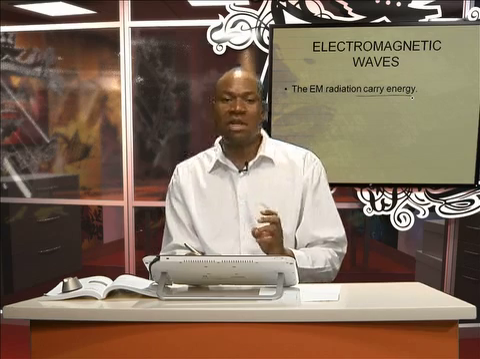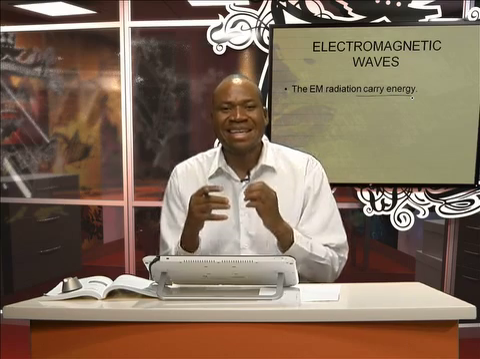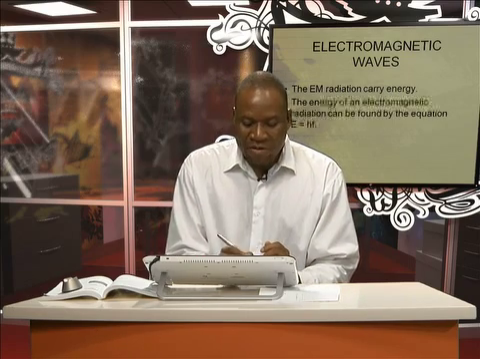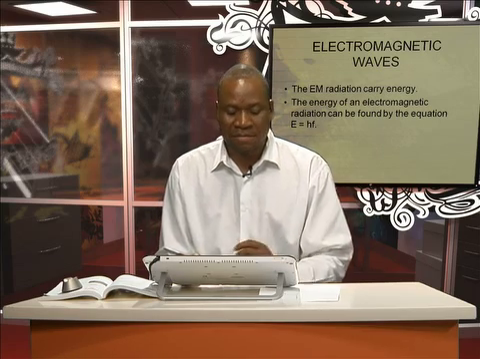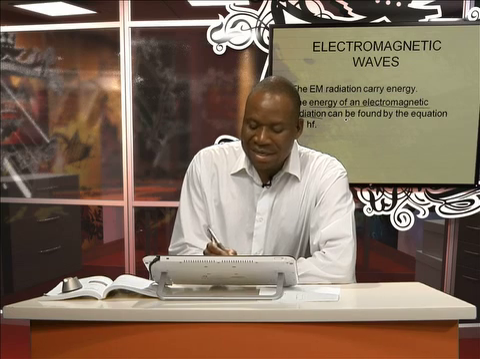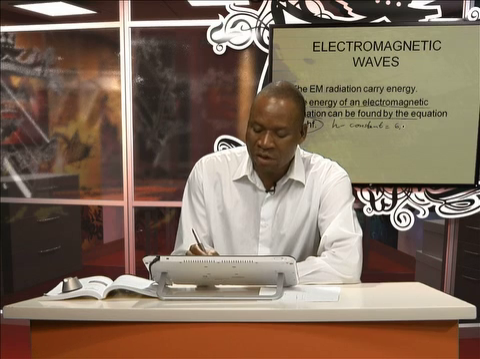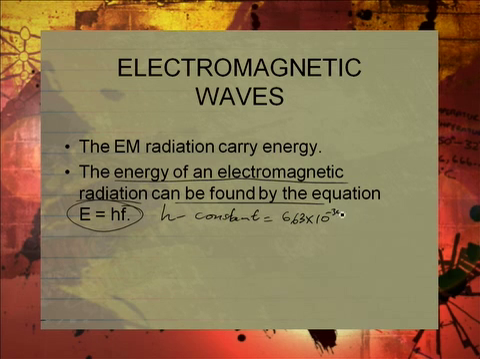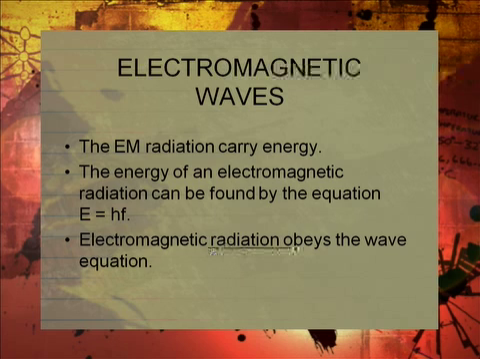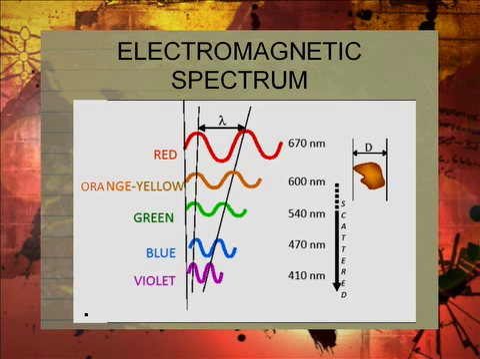Now, this is one very important point. EM radiation carries energy. Can we find out what this energy is? Yes. The energy of an electromagnetic radiation can be found by the equation E equals hf. What does this equation say? h is what we call Planck's constant, and what is the value of it? 6.63 by 10 to the minus 34. And f is the frequency of that EM radiation. The electromagnetic radiation obeys the wave equation. We have seen this earlier on in the same lesson.